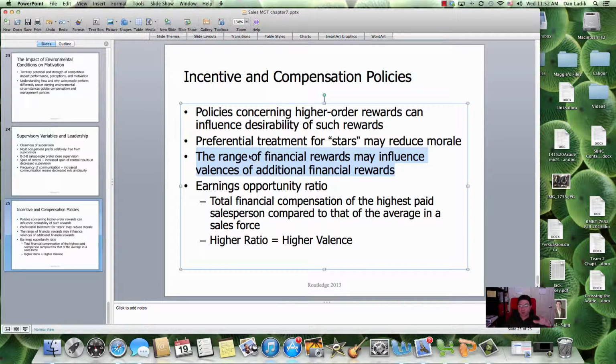This is that range again, or I keep saying a menu of rewards that will, depending on the situation, the person, they will be motivated to work towards. Then finally we have the earnings opportunity ratio, where the total compensation is a function of the highest paid salesperson compared to that of an average salesperson. So this is like, how much does the CEO get paid and how much does the average manager get paid? And the higher the ratio, the higher valence we have. You have to worry about that sometimes.